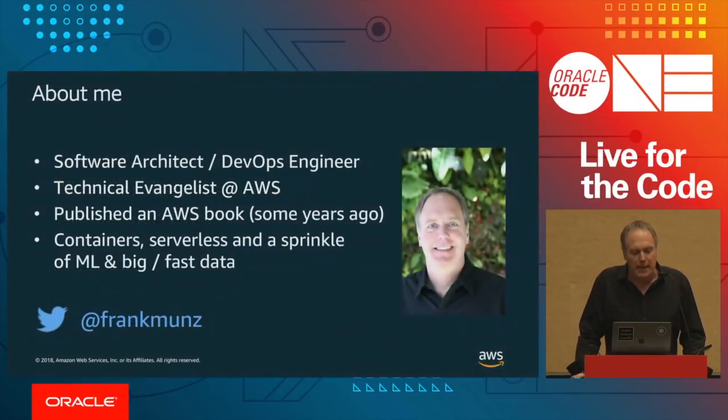So my name is Frank Munz. I work for Amazon Web Services as a technical evangelist. Basically, I'm a software architect, DevOps engineer that is speaking at conferences. We try to inform and inspire people. When I submitted this presentation, I was more on the Oracle side. And I published a book about AWS in 2011, so a long while ago. And I focus on containers, serverless, a bit of machine learning, and big and fast data.